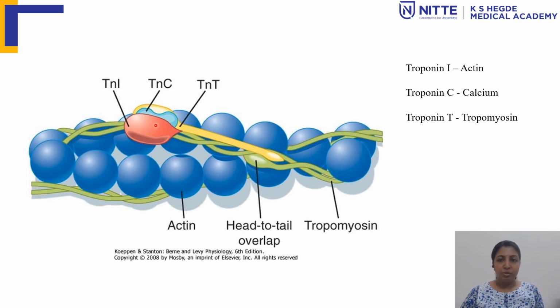Okay, so troponin has three subunits. We have troponin I, which binds to actin, troponin C, which binds to calcium, and troponin T, which binds to tropomyosin. And then you have another protein called tropomyosin, which is blocking the active site on the actin. It's a double helical structure containing actin, troponin, and tropomyosin, of which tropomyosin is blocking the active site.